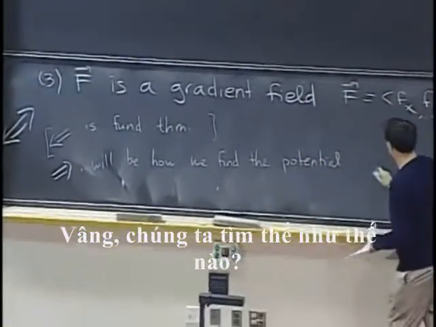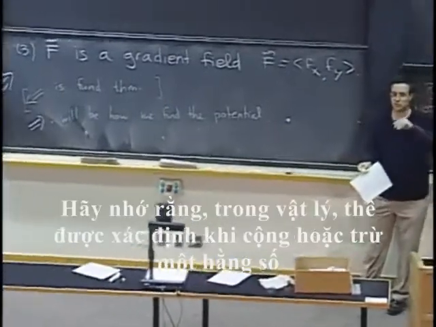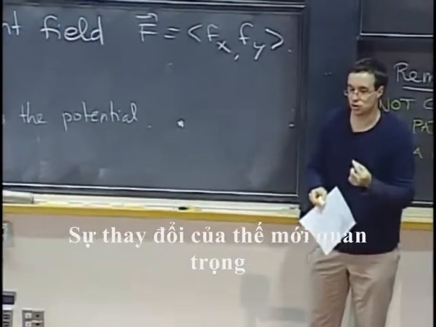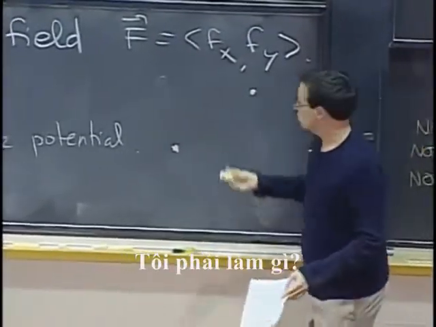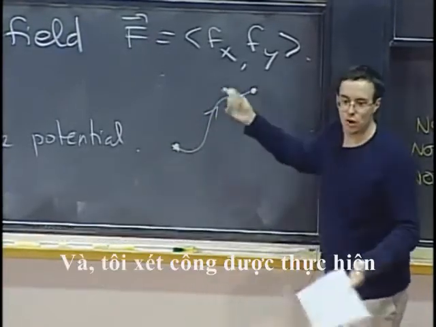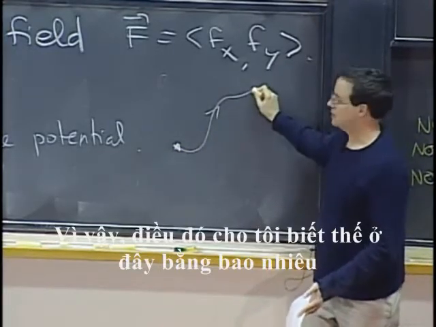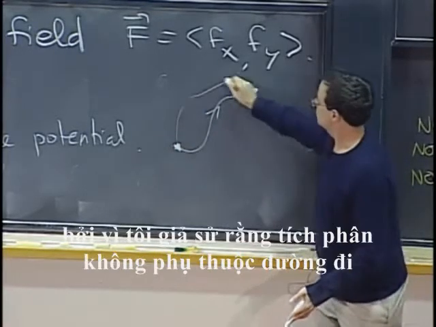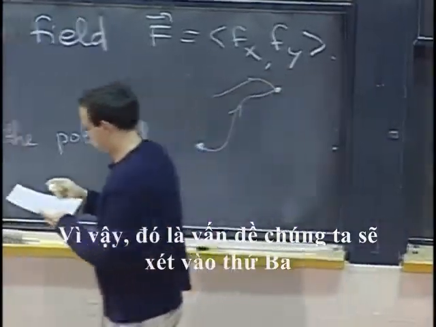So how do we find potential? Well, let's say that I know the value of my potential here. Actually, I get to choose what it is. Remember, in physics, the potential is defined up to adding or subtracting a constant. What matters is only the change in potential. So let's say I know my potential here, and I want to know my potential here. What do I do? Well, I take my favorite particle, and I move it from here to here, and I look at the work done. And that tells me how much the potential has changed. So that tells me what the potential should be here. And this does not depend on my choice of path because I've assumed that I'm path independent. So that's what we will do on Tuesday.